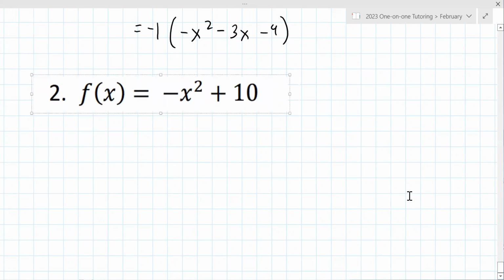So same thing. Tell me if it's even, odd, or neither. So then substitute negative x. So f of negative x equals negative x squared, so negative x squared is x squared. So then it'd be negative x squared plus 10. So it's even. This one is even. Yes. Very good. All right.